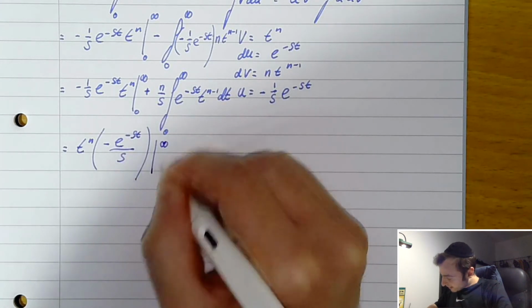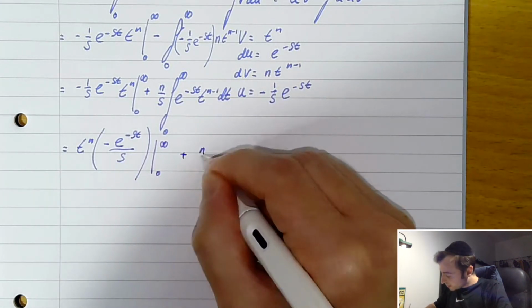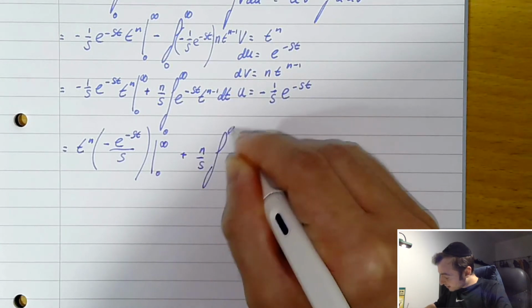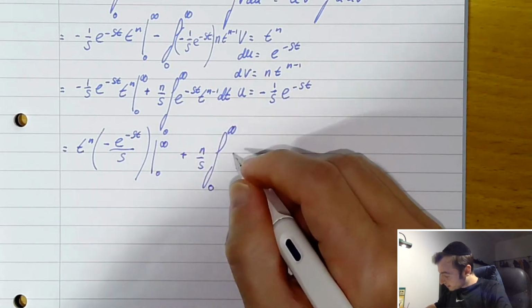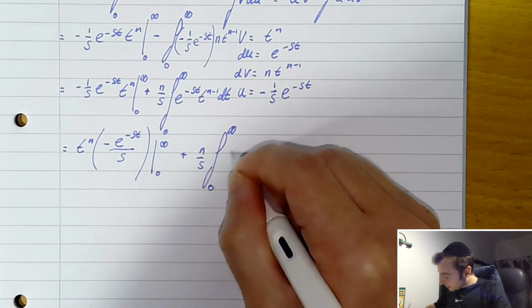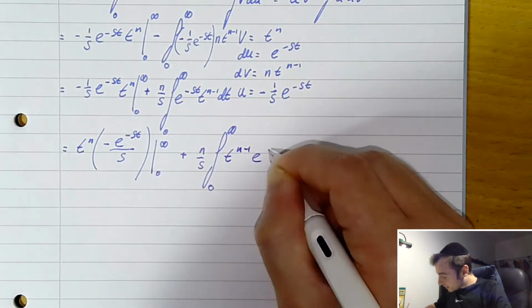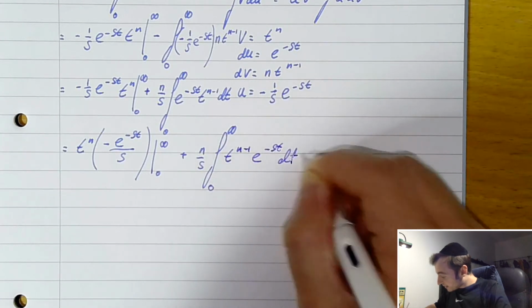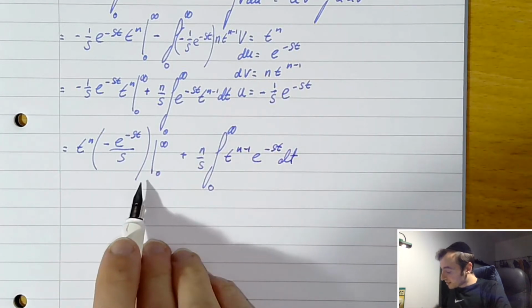And that will be evaluated between positive infinity and 0, plus n on s, times the integral between infinity and 0. Let's go to taking the n on s out. So that's just going to be t to the n minus 1, e to the minus st dt. So let's evaluate this over here.